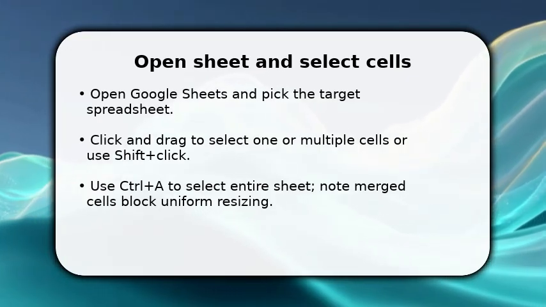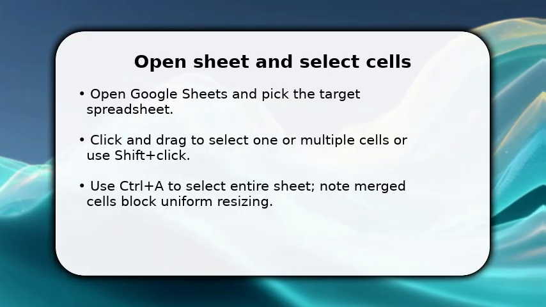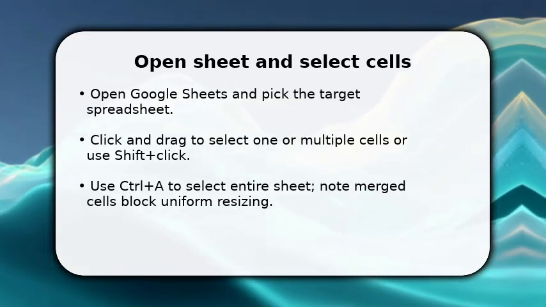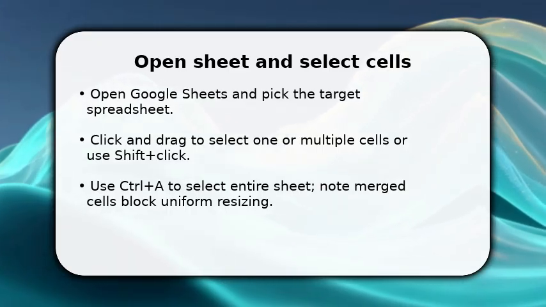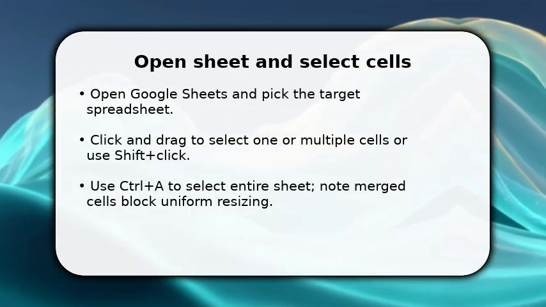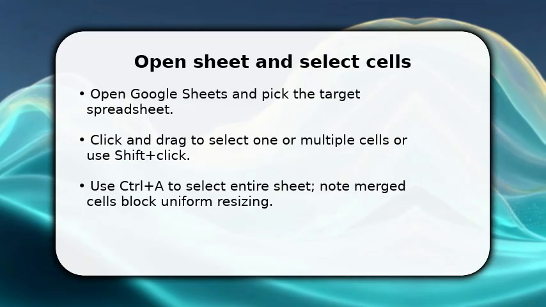Open your Google Sheet and select the cells whose size you want to change. First, pick a single column or row by clicking its header, or drag to highlight multiple columns or rows. Once done, right-click a header to see resize options. You can also use the View menu for frozen panes before resizing.